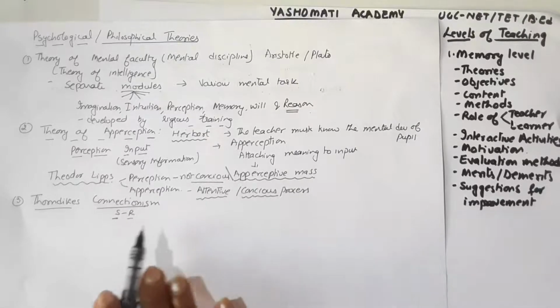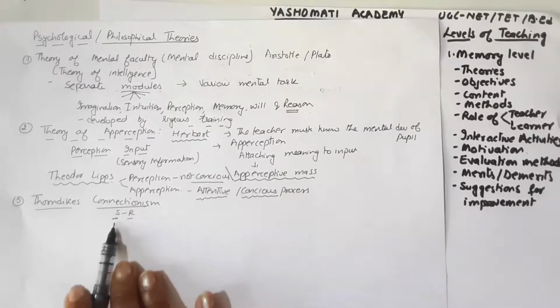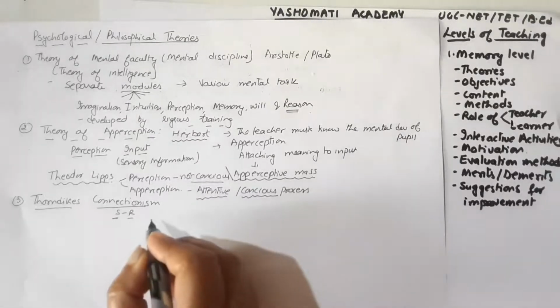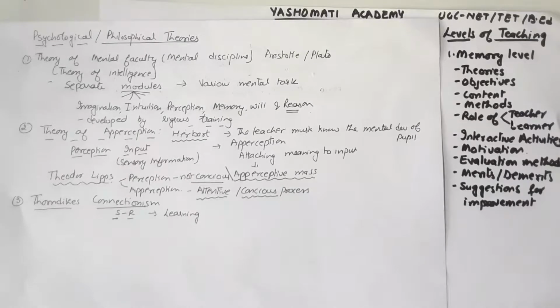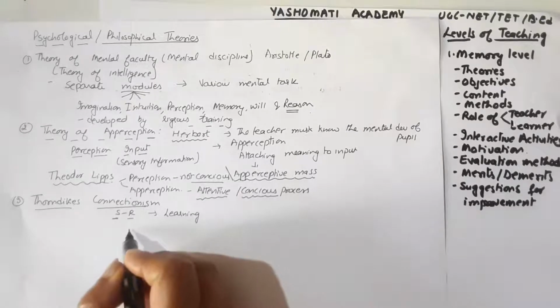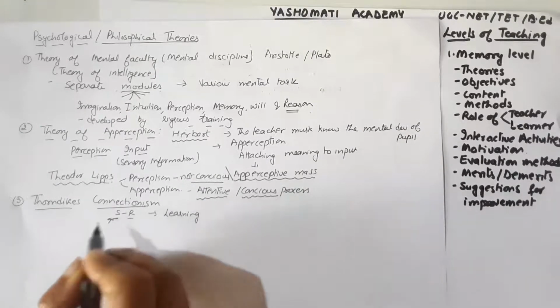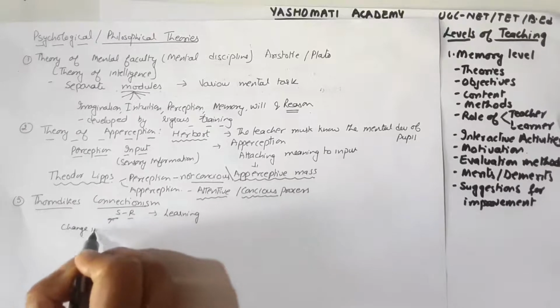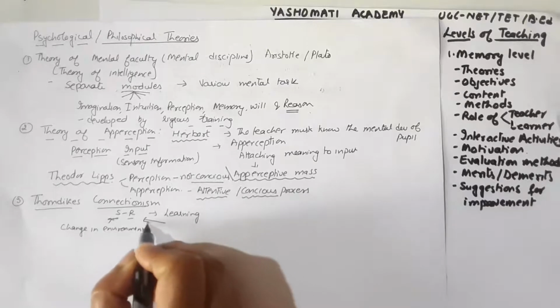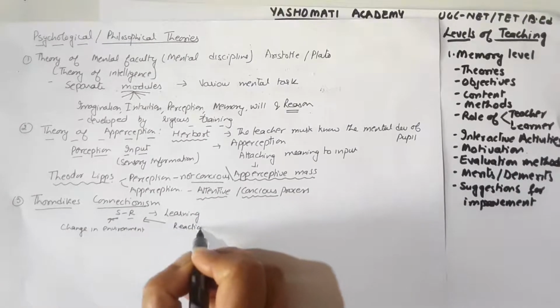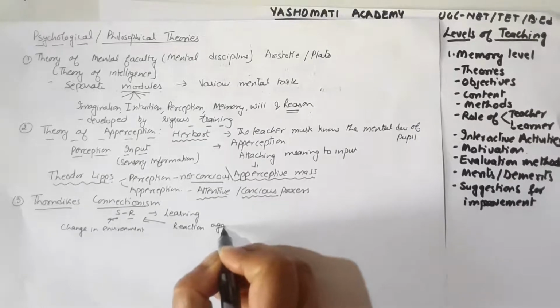According to this theory, there is a bond between stimulus and response which is called learning. So what is learning? Learning is the formation of a bond between stimulus and response. Stimulus is any change in the environment, and whatever we do against a stimulus is called the reaction. So we can say that stimulus is any change in environment and response is reaction against stimulus.